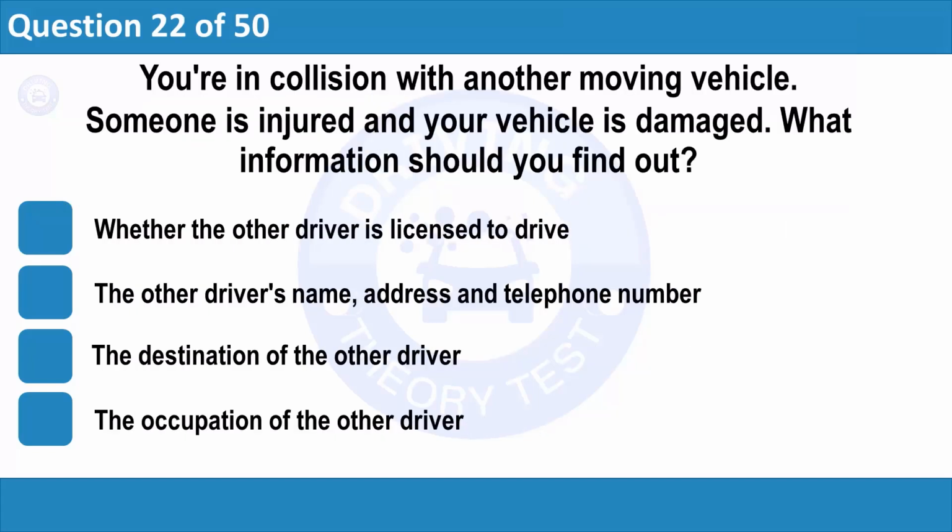You're in collision with another moving vehicle. Someone is injured and your vehicle is damaged. What information should you find out? Whether the other driver is licensed to drive, the other driver's name, address and telephone number, the destination of the other driver, the occupation of the other driver.